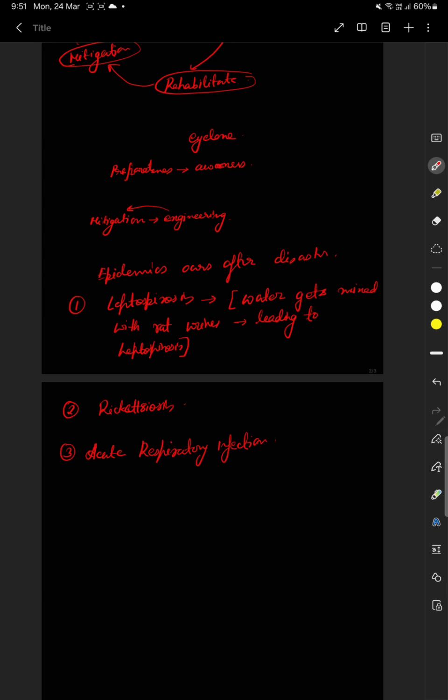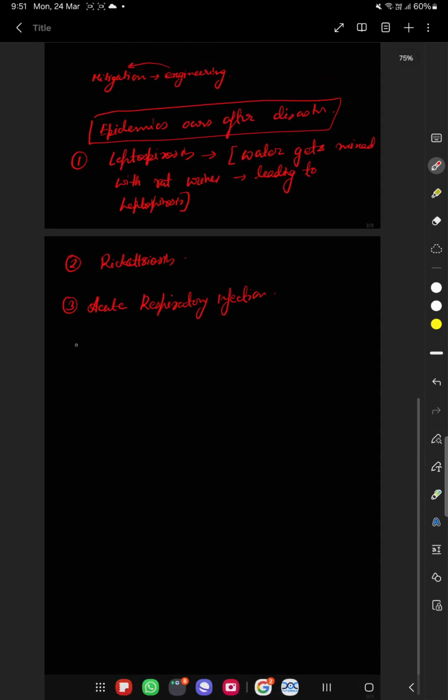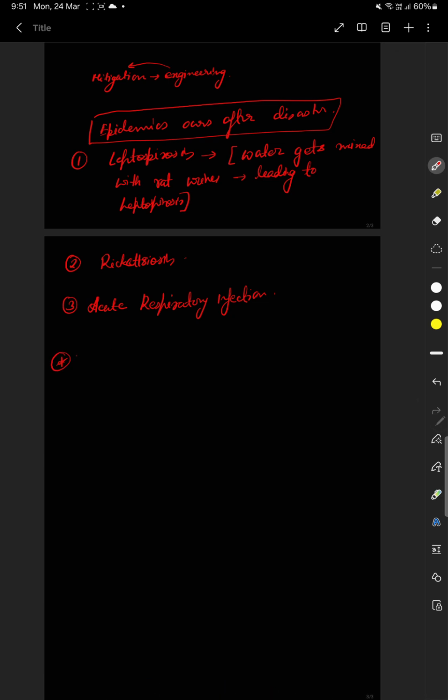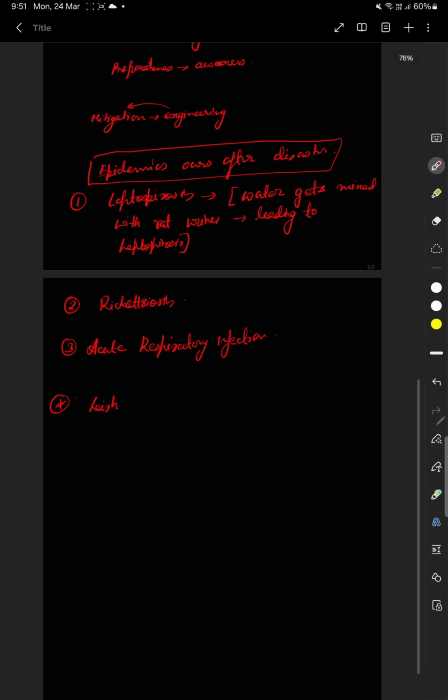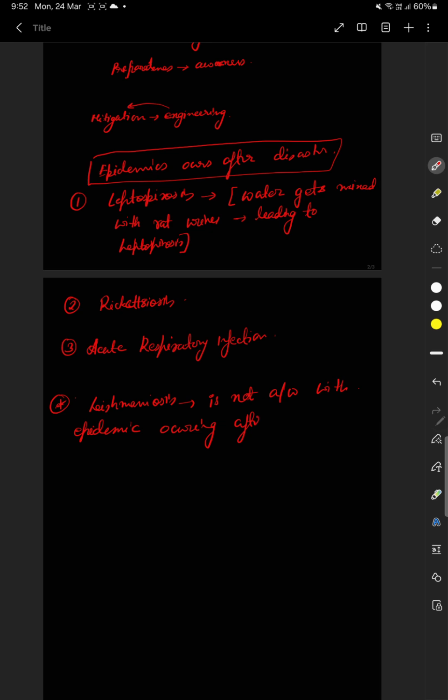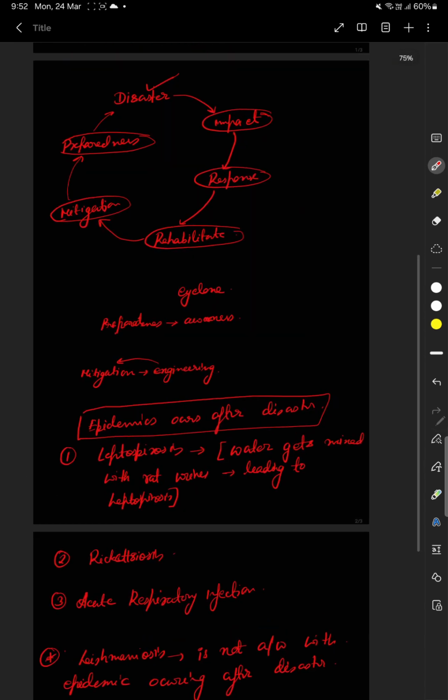They can typically ask in the question what the epidemics are after a disaster. It is leptospirosis, rickettsioses, acute respiratory infections. They can also ask which one is not an epidemic after a disaster. The answer is leishmaniasis. They will typically confuse you with the options leptospirosis and leishmaniasis, but remember, leishmaniasis is not associated with epidemics occurring after a disaster.